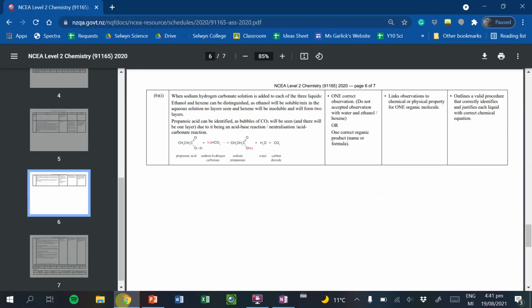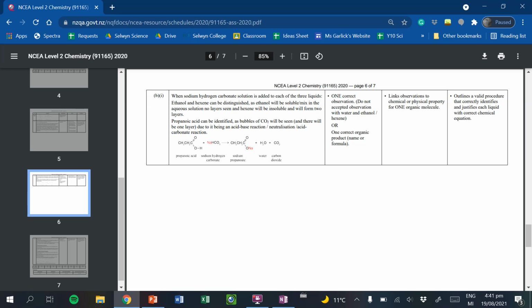Hopefully that's pretty straightforward. The excellence obviously is the correct procedure justifying each liquid with the chemical equation. You can't get away with that. You need to have it for the excellence, so you need to know some equations. Link the observations to a chemical or physical property for one molecule. There were 3 there, so you basically got 3 chances to show that for the merit. And then for the achieved, one correct observation or one correct organic product name or formula. Again, really super generous.